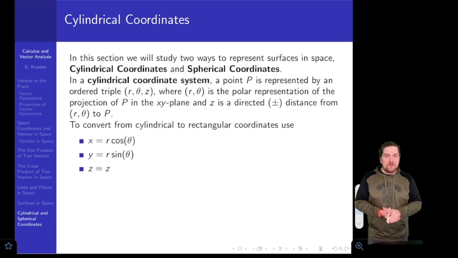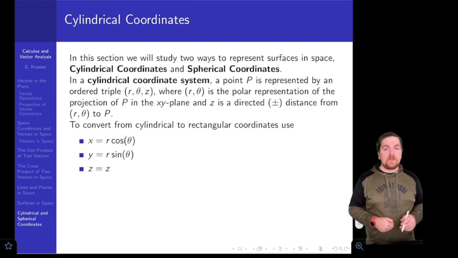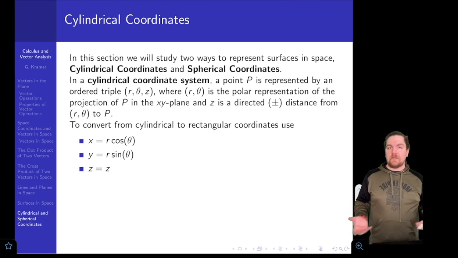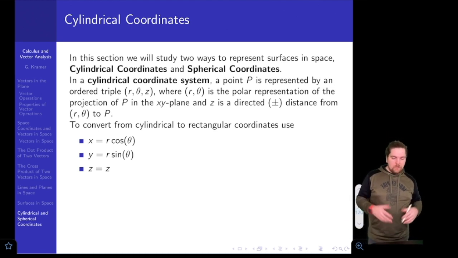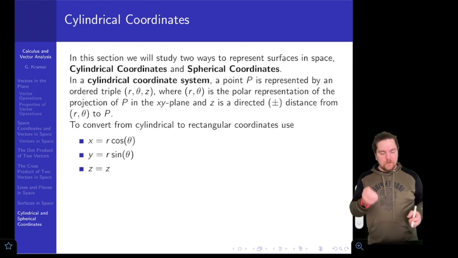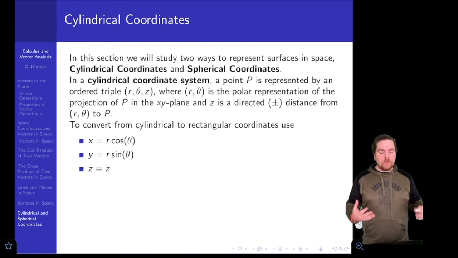This is part one of a two-part series of videos where we're going to cover cylindrical coordinates and spherical coordinates. So if you're keeping up with the class, this is going to be section 11.7 from our textbook. In this section, we're going to study two different ways of representing points and then surfaces in space. We're going to start with cylindrical coordinates in this video, like I said, and then spherical coordinates in the next video.